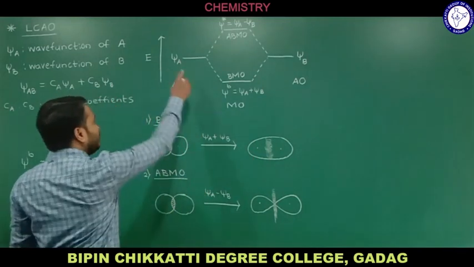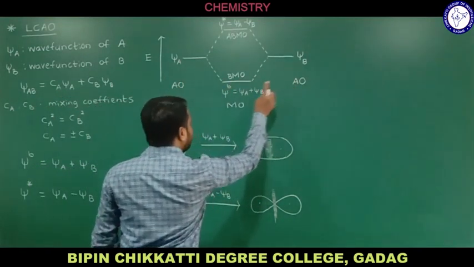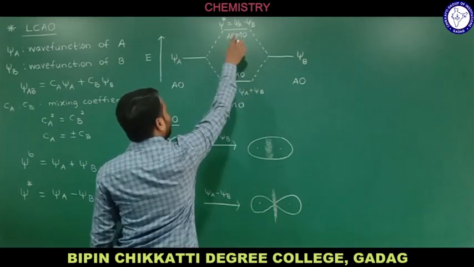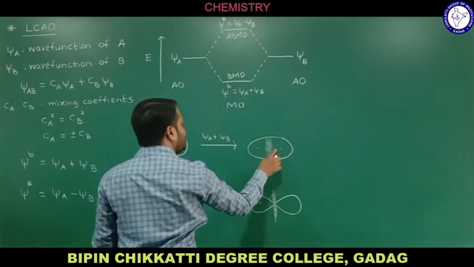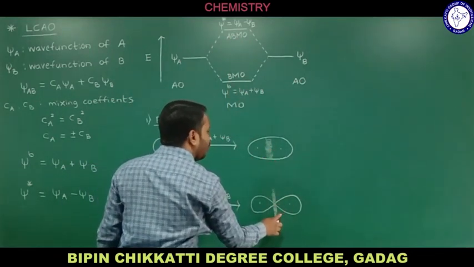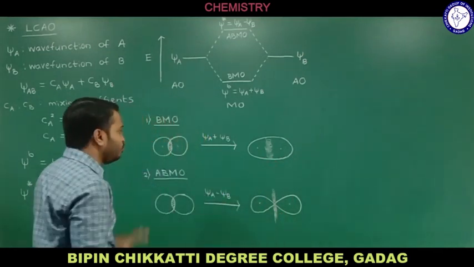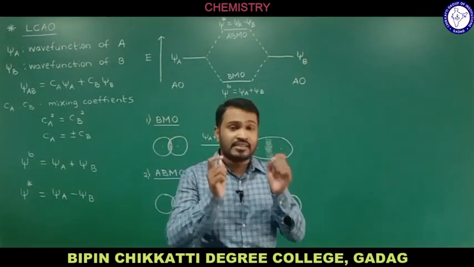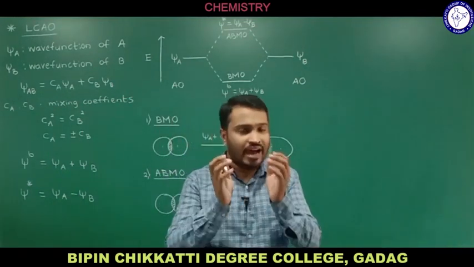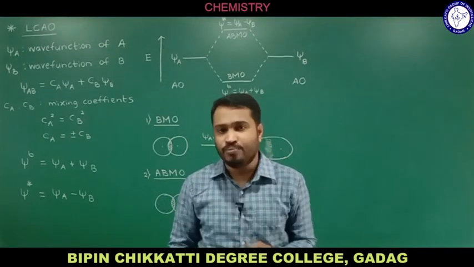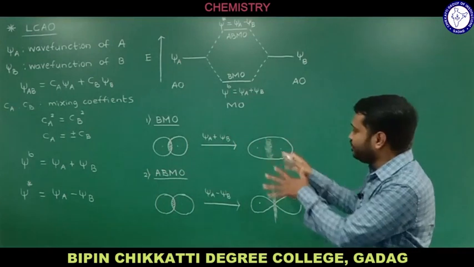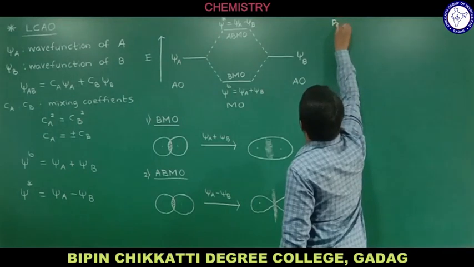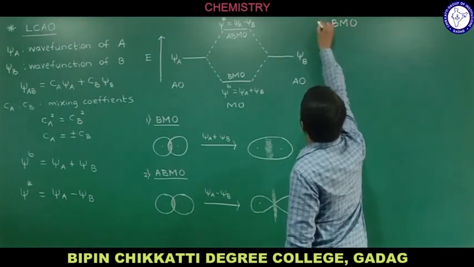So this is how, when two atomic orbitals combine, we get BMO and ABMO. BMO by addition fashion, ABMO by subtraction fashion. Electron density will be rich in case of BMO, and poor, zero or negligible in case of ABMO. This is how pictorially you can represent the formation of BMO and ABMO, the two different molecular orbitals formed by the combination of atomic orbitals. And we'll see what some features related to BMO and ABMO are. So what are the main concepts related to BMO?